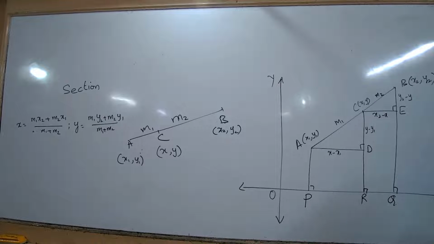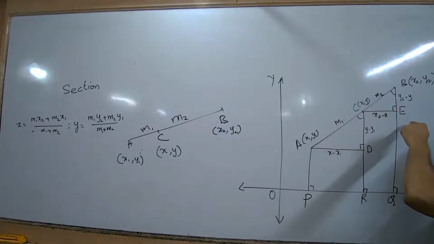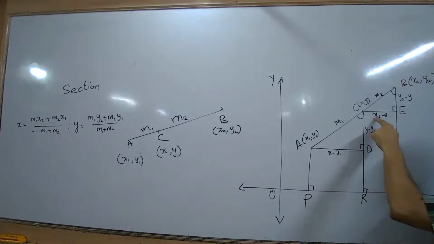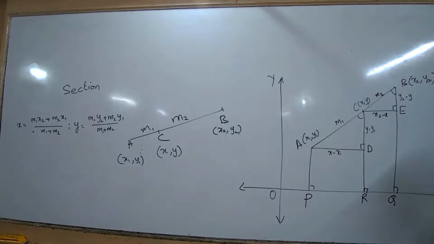x and 90 minus x. These lines are parallel, so these are corresponding angles. Therefore these triangles are similar by the similarity criterion. Which is similar to which one? Triangle ADC is similar to triangle CEB. Therefore AD upon CE equals DC upon EB equals AC upon CB. With all the values you have, x minus x1 upon x2 minus x is equal to m1 upon m2.